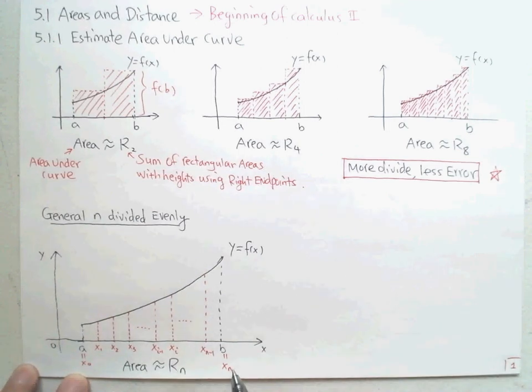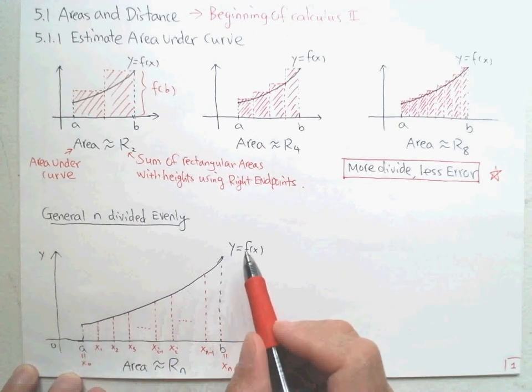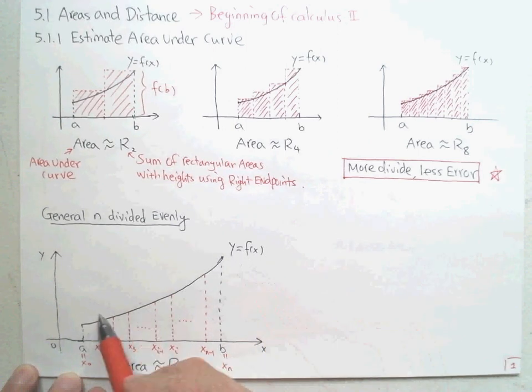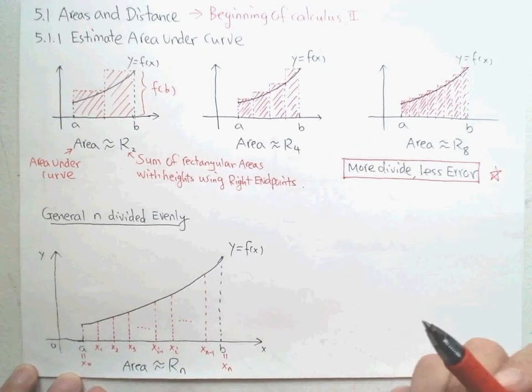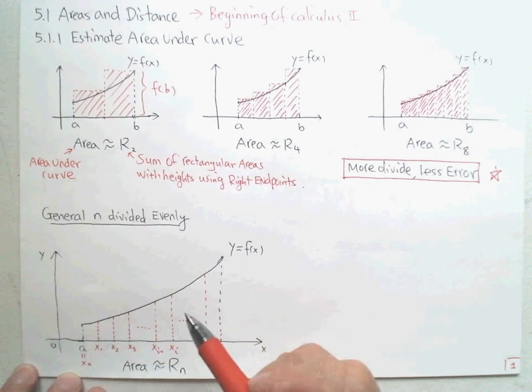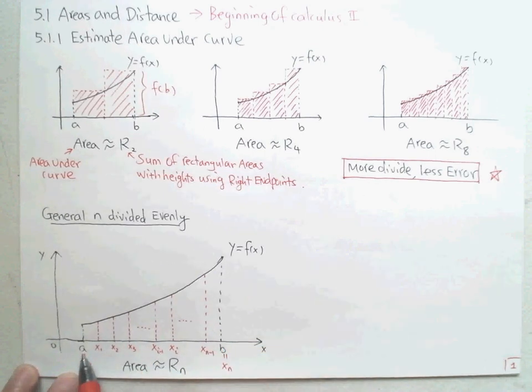So this time, A is the beginning and B is the end point. The graph y equals f(x) is there, and the area is under the curve. So how do you divide it? We set up x0, and this is how to formulate it.